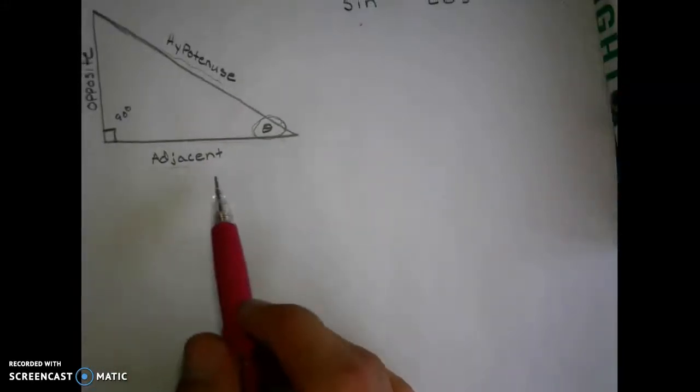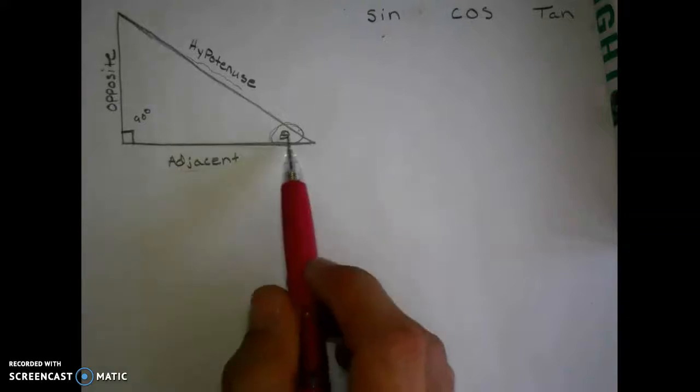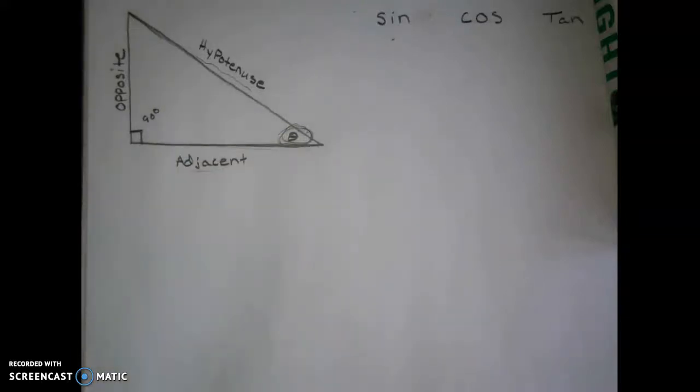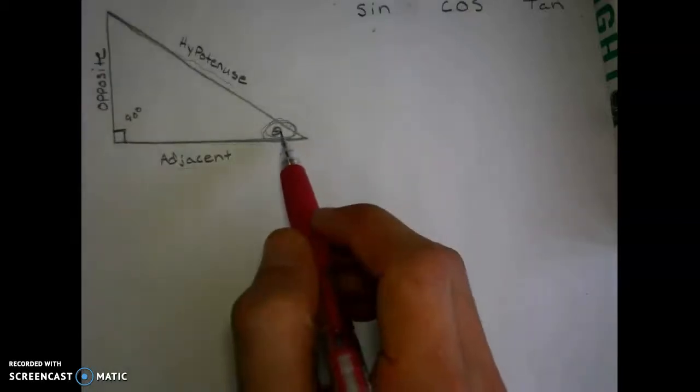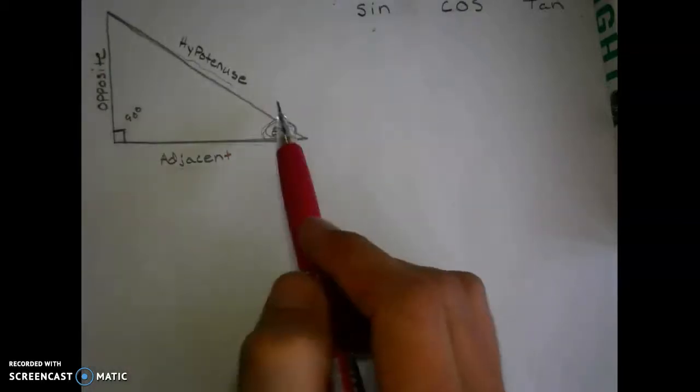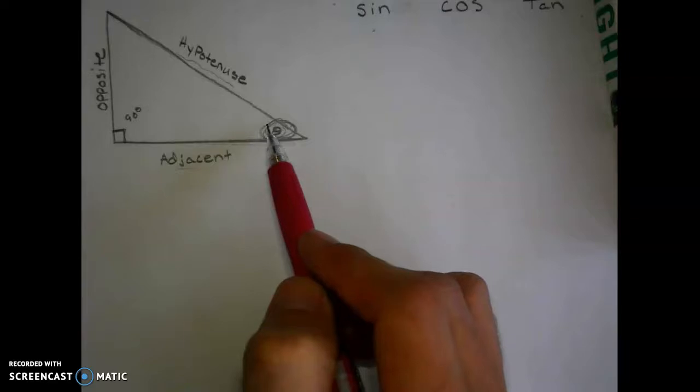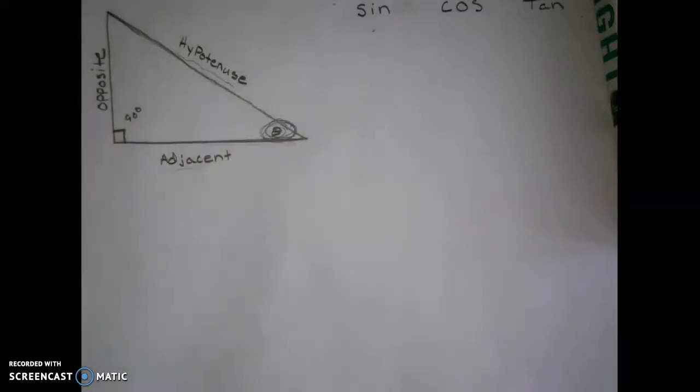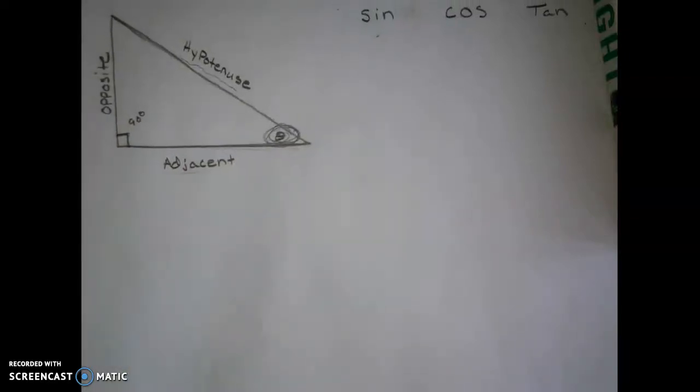Adjacent is the one that runs along our theta, so it's right next to it. Then the opposite side is the one that is right across from our theta here. So right across our angle, that's our opposite. Those are our parts for a right triangle.